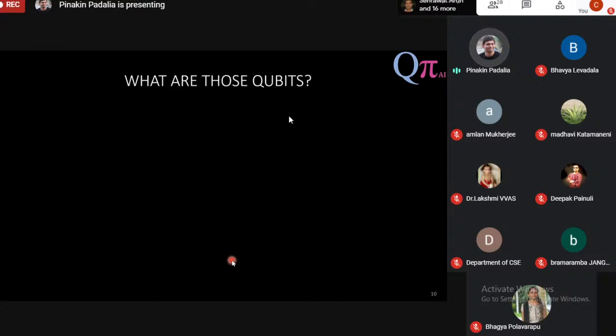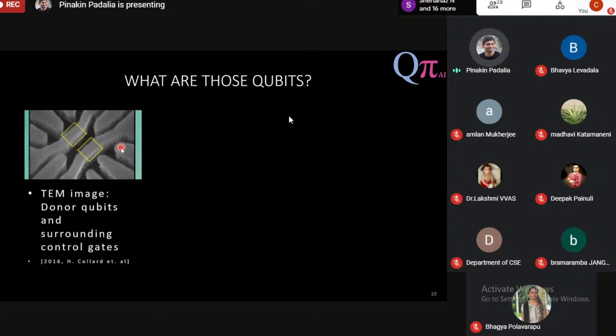To give you an idea of how they look in the real world, what you see here is a transmission electron microscope image of donor-based qubits and the surrounding electrodes. All this dark gray part is metal electrodes, and below these outlined yellow boxes, there are single phosphorus atoms which are doped inside the bulk, and these are the two qubits. It's a double quantum dot with all these electrodes controlling the potential. And the three sets here are trying to read out or see what is happening with these qubits.